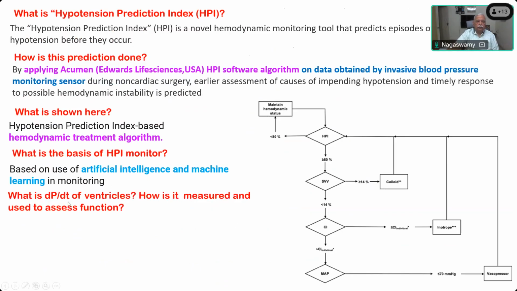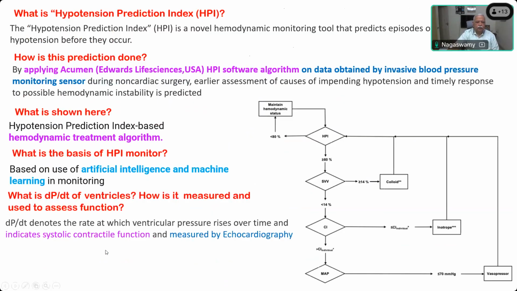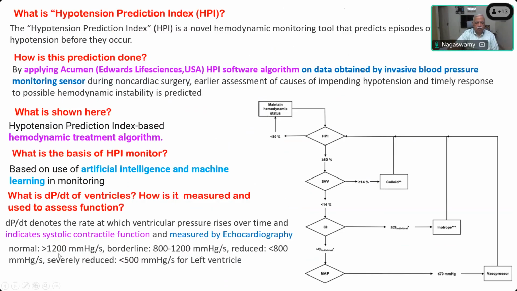And what is dP/dt of the ventricles? That is the ratio of pressure to time. Excellent. It is a systolic contractile function measured by echocardiography. Normal is 1200 millimeters of mercury per second, borderline is 800 to 1200, reduced is less than 800, and severely reduced is less than 500 for the left ventricle.